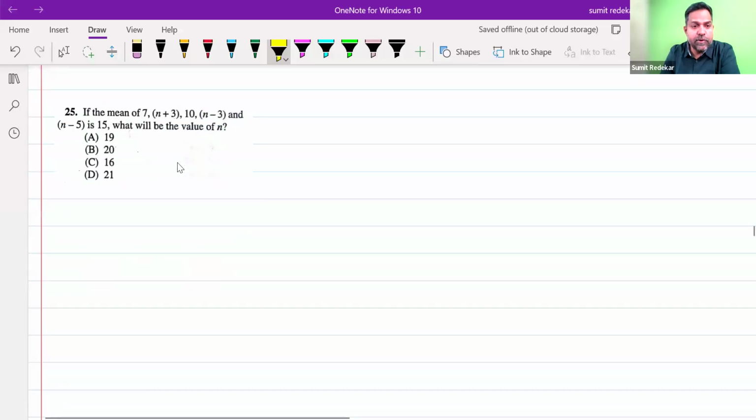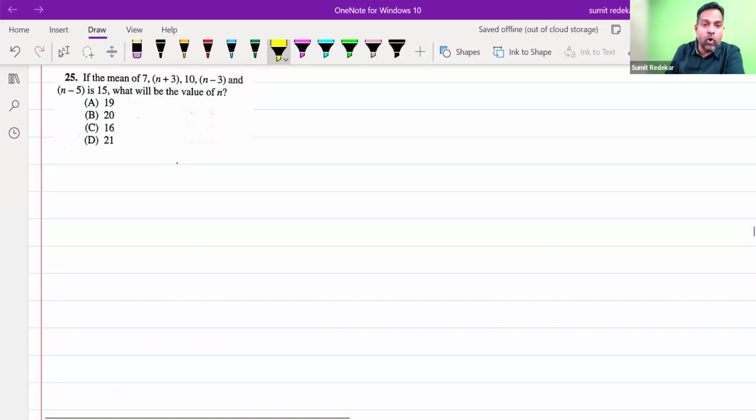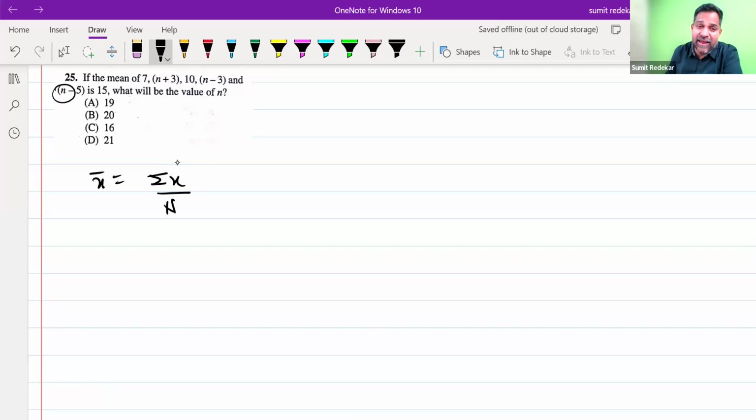Moving on to question number 25. If the mean of 7, n plus 3, 10, n minus 3, and n minus 5 is 15, then what is the value of n? Well, the mean value of x is the sum of all x's divided by n. Now, don't take this n in the wrong sense. Here, their n is some arbitrary constant. Here, my n is the total number of data values.